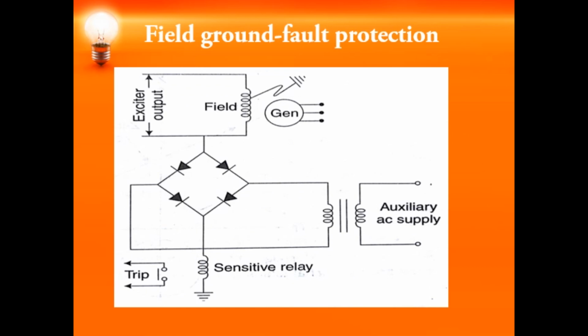Welcome, all. In this session, let us see how to protect the rotor of the generator against faults. We will have three different ways of protecting the rotor against faults. The first one is the field ground fault protection. We usually operate the field circuit ungrounded.